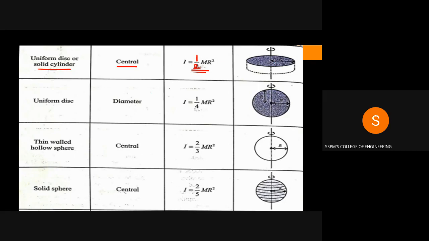And for the uniform disk about the diameter like this, moment of inertia is mr square by 4. You can calculate this moment of inertia by using the parallel axis theorem. Then next, for a thin walled hollow sphere, central moment of inertia is 2 by 3 mr square. For solid sphere, central moment of inertia is 2 by 5 mr square.